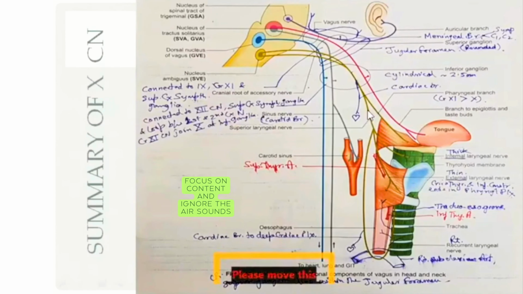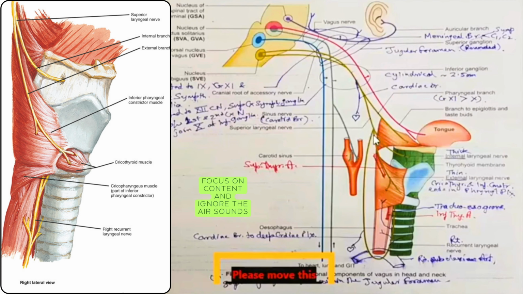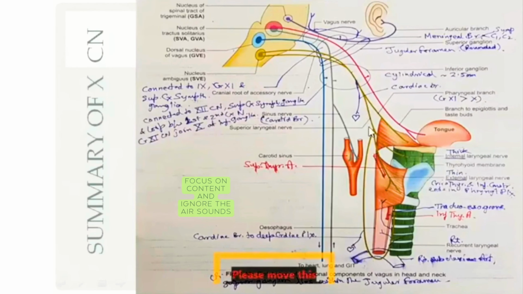Then this is the superior laryngeal nerve. This also is carrying fibers from both, the vago-accessory. That's why two nerves are joining here. The superior laryngeal nerve will divide into two branches, internal laryngeal and external laryngeal. The internal laryngeal will perforate this, the thyroid membrane.